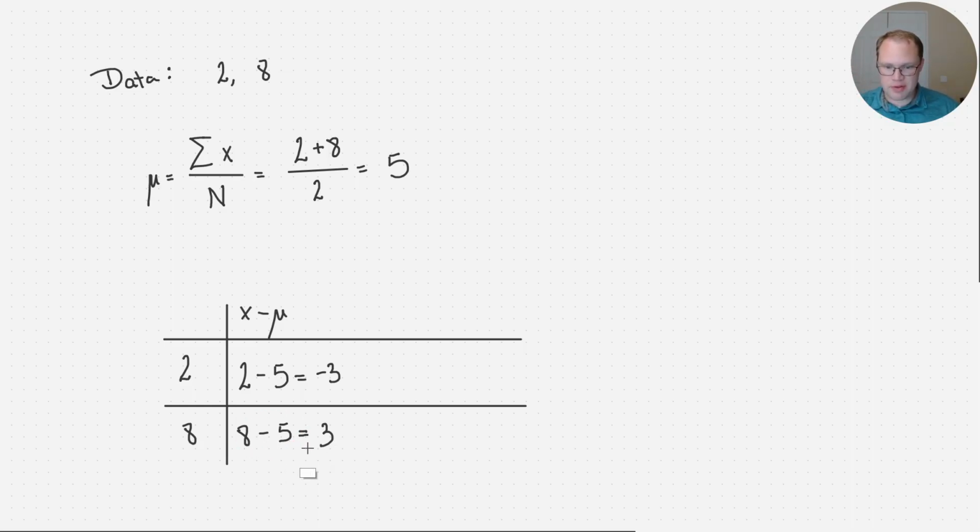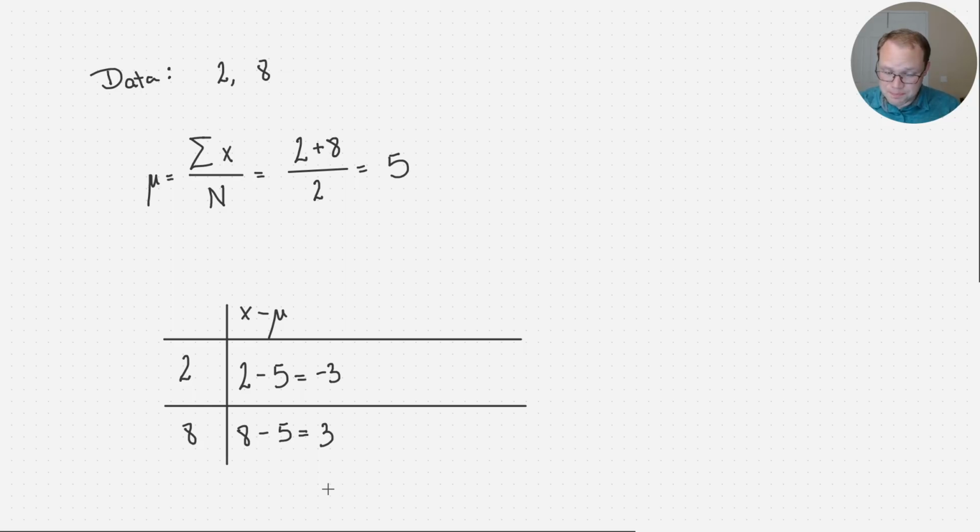Similarly, 8 minus 5, we get 3. The 3 is telling us the distance from the mean, so 8 is 3 units away from 5. Then there's an invisible plus in front. We usually don't write the plus when it's a positive number, but that plus is also telling us a direction. It's telling us that we're 3 units above the mean. 8 is 3 units bigger than the mean.